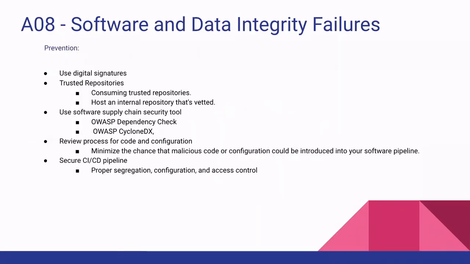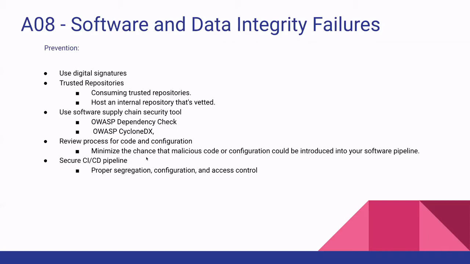So how do we prevent software and data integrity failure? Like I said, in order to check the integrity, use digital signatures. Also make sure that you are downloading from trusted repositories. Also use a tool like OWASP Dependency-Check and CycloneDX. What these do is they have databases of already known software and their vulnerabilities, and they'll scan the code and let you know, and you can fix them.